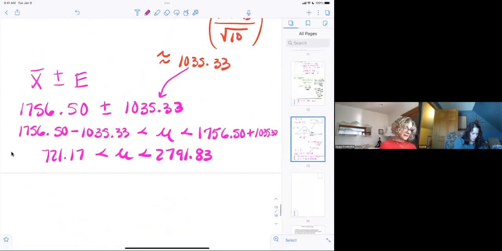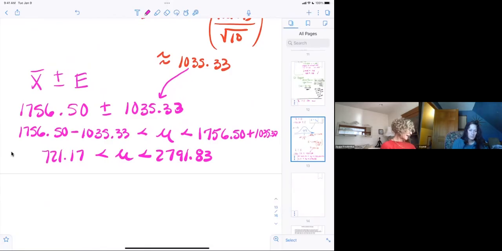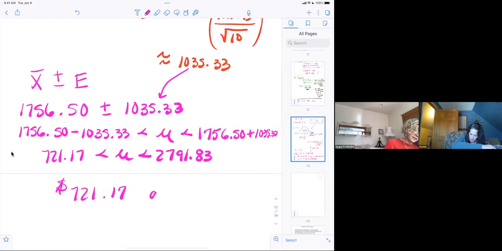So we can use that to say we are 99% confident that the mean cost of repair to a mini or micro car involved in a low impact collision is between, and these are in dollar signs, $721.17 and $2,791.83.